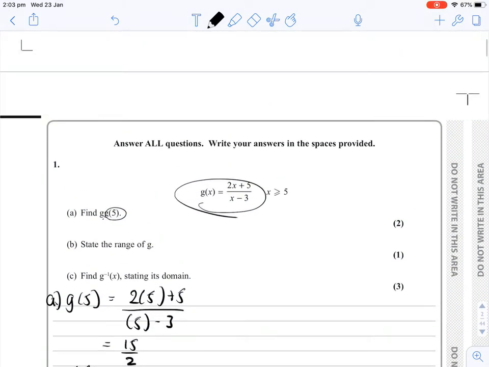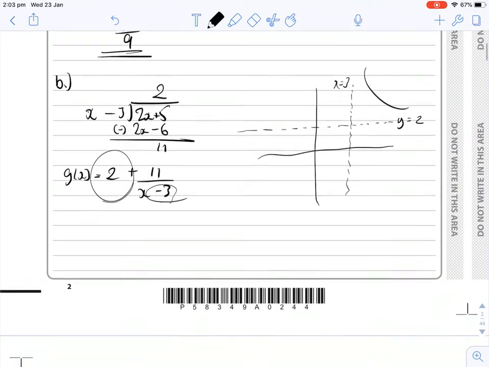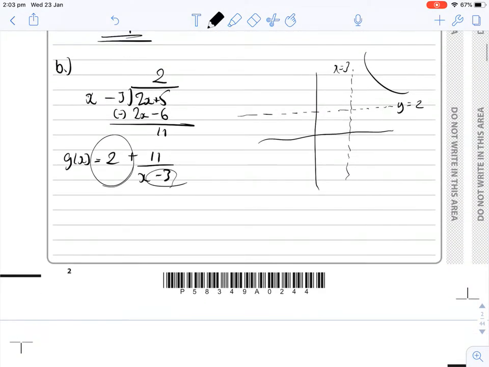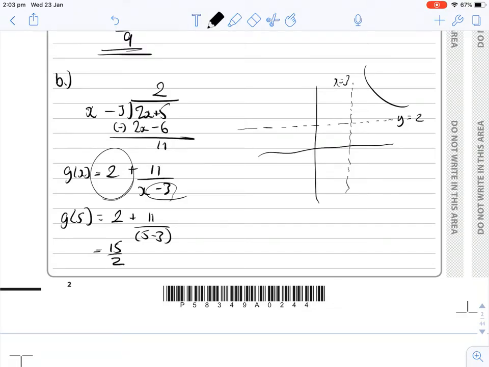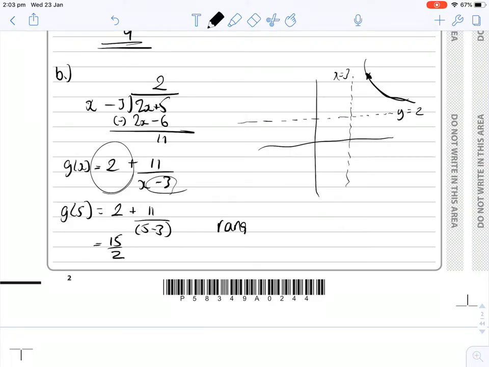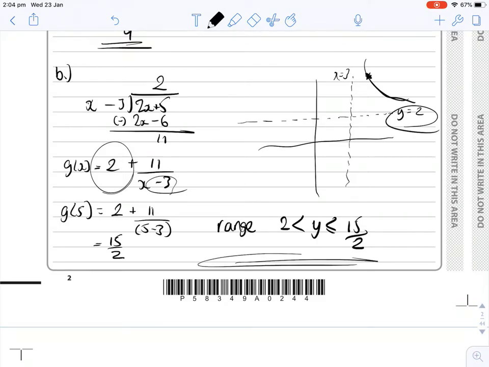Now, if we look at our domain, it is restricted to x being greater than or equal to 5. So if we put in 5, then we get 2 add 11 over 5 take away 3. So we've got 2 add 11 over 2, which is 15 over 2. And so we're going to be starting at a point here, and we're going to be going downwards. So our range is going to be 2 is less than y is less than or equal to 15 over 2. It's never going to reach 2 because it's an asymptote, but x can be 5, so it can be 15 over 2 there.